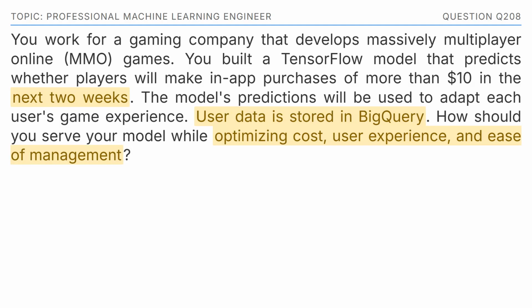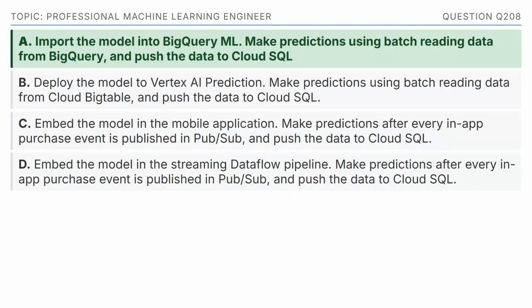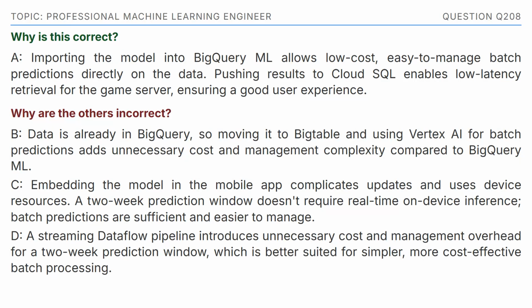To arrive at the correct answer, we focus on the keywords: next 2 weeks, user data is stored in BigQuery, optimizing cost, user experience, and ease of management. The correct answer is option A. Import the model into BigQuery ML, make predictions using batch reading data from BigQuery, and push the data to Cloud SQL. Why is this correct?